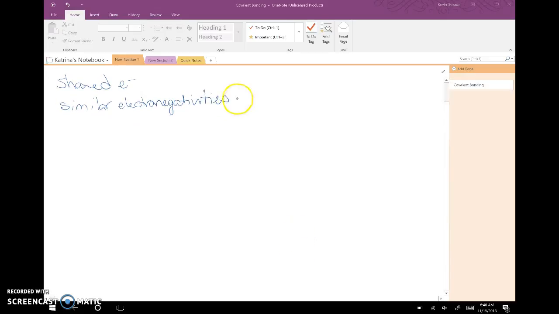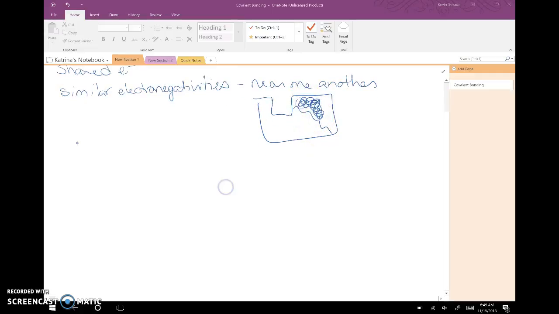So if they're going to have similar electronegativities, they're going to be near one another on the periodic table. And realistically speaking, they're going to be my nonmetals, right? So these guys here. In covalent bonding, we've got a nonmetal with a nonmetal, right? Because they have to have similar electronegativities.